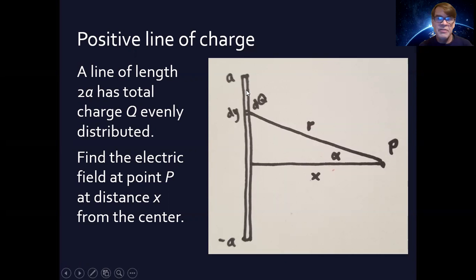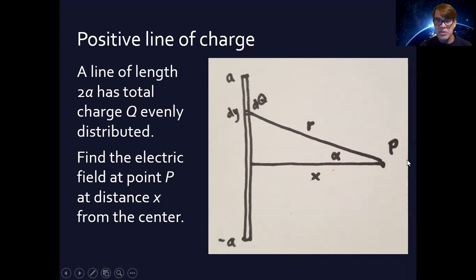With little infinitesimal increments of dy, thinking of this as the y-axis. So if this is a and this is negative a, then the length of this line of charge is 2a. A line of length 2a has a total charge of q that's evenly distributed, which means that for some infinitesimal unit of dy, there is an infinitesimal charge of dq, which again is not Dairy Queen.